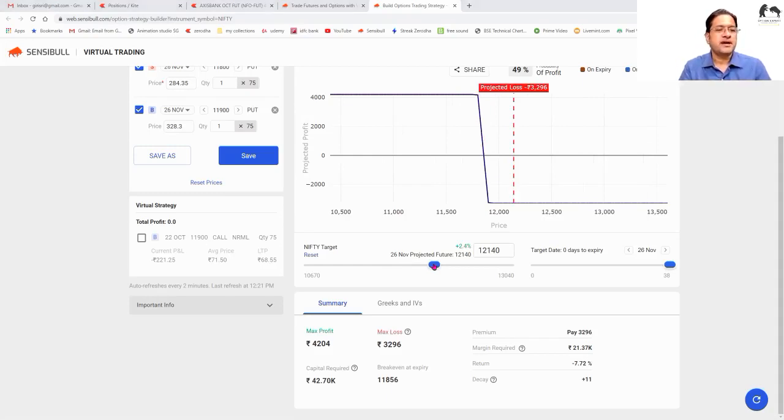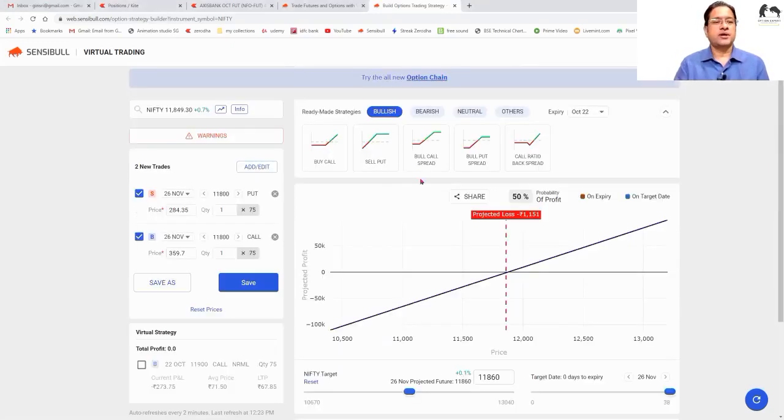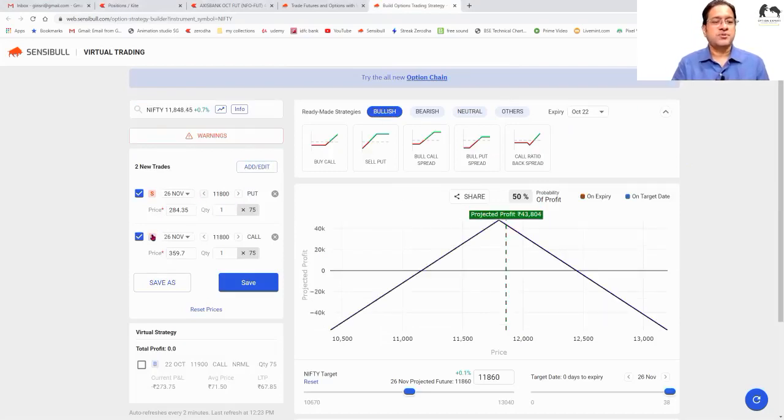Now, after a bear spread, we're looking at a short straddle. When you're looking at a short straddle, you sell a call option and a put option with the same strike price. This we have already done. What do you mean by short strangle? You sell a put option at a particular strike price and sell a call option at a higher strike price.